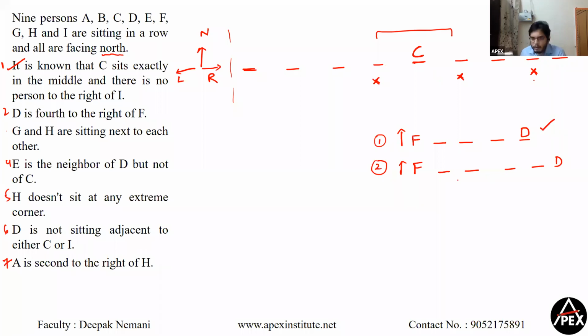So this is the arrangement when you say that D is fifth to the right of F, or there are four persons sitting between F and D. So many students commit this mistake in the exam. Please don't do that. Fourth to the right of means that this is first to the right of F, second, third, and fourth.